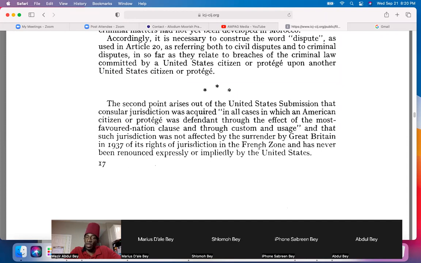So Great Britain had surrendered its jurisdiction in Morocco in 1937.